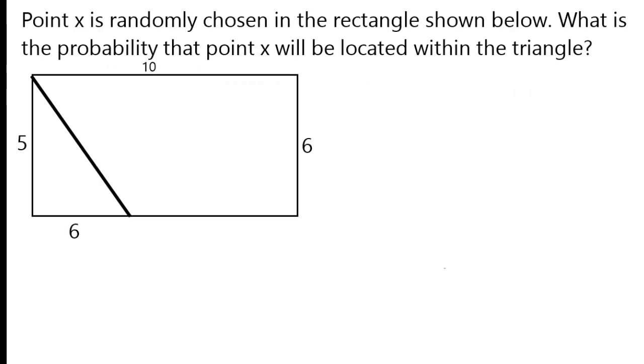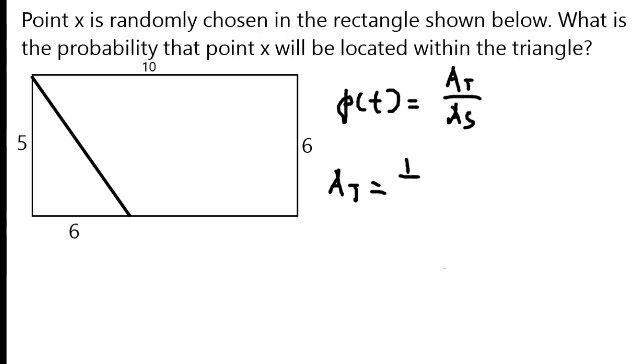So this is the probability of the segment. Point X is randomly chosen in the rectangle shown below. What is the probability that point X will be located within the triangle? So what we're going to calculate is the probability that point X will be located inside the triangle. In order for us to calculate that, we're just going to divide the area of the triangle by the area of the rectangle.